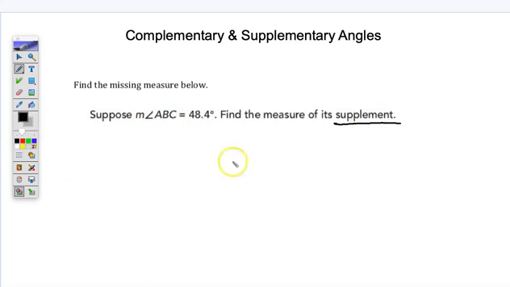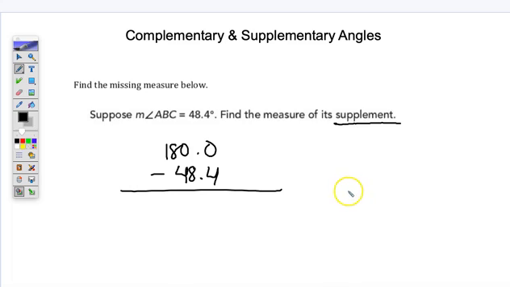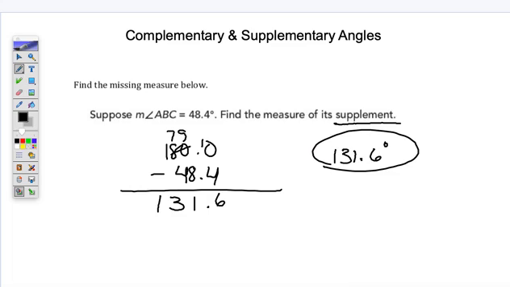So as soon as you see that word, you know you're starting with 180 degrees, and you're going to subtract from it the given measure. So just like we did in our complementary example, you may need to add a decimal and a zero when dealing with decimals. So I'm going to borrow here. That would be 6, bringing down my decimal. 8 subtracted from 9 is 1, 4 from 7 is 3, and bringing down that 1, that leaves us with 131.6 degrees. And that wraps up complementary and supplementary angles.